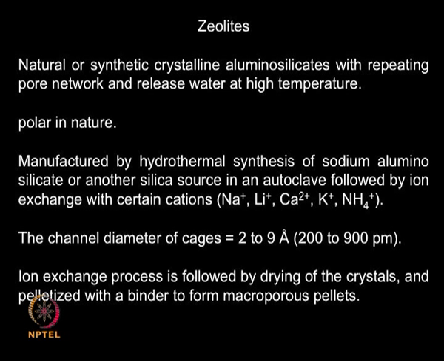Zeolites: you have different types, natural zeolites and synthetic zeolites, and they are all crystalline aluminosilicates. So you have alumina and silica present with a repeating pore network, with very defined pore sizes. For example, ZSM5 is a 5 angstrom zeolite, that means the internal pore diameter is 5 angstrom. Similarly you can have different sized zeolites, that means when you have a pore of that particular dimension, it will be able to capture or take in gases of that particular size.